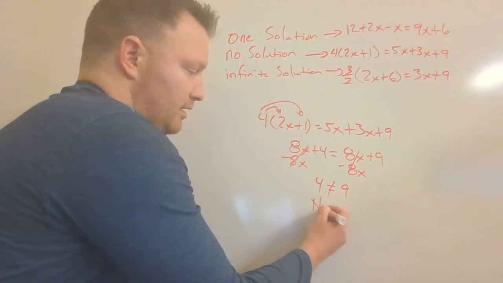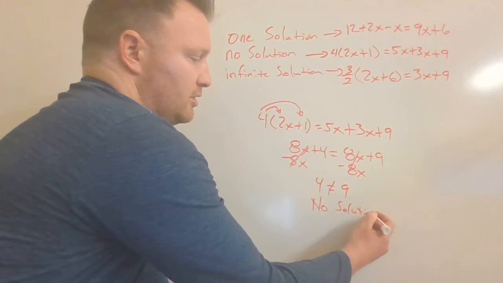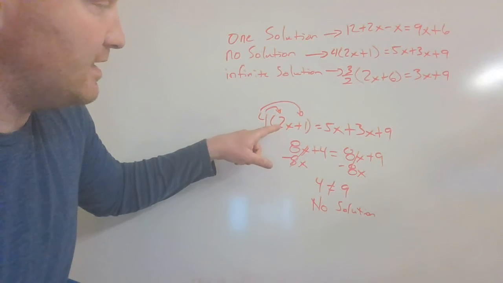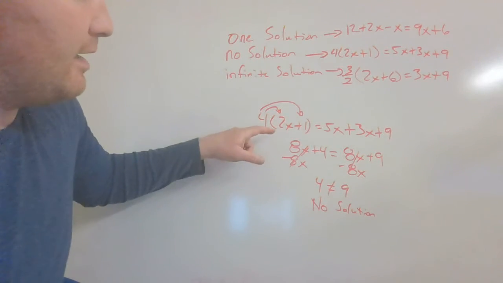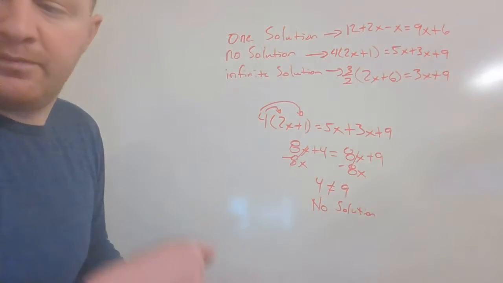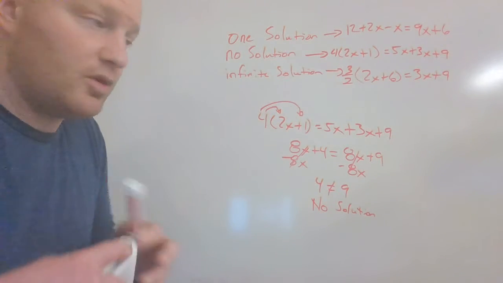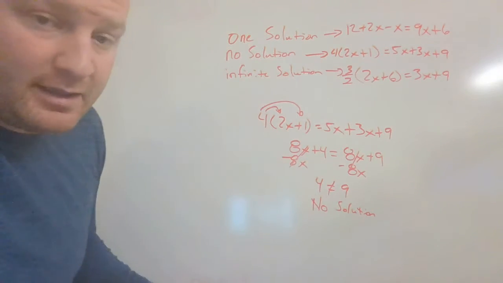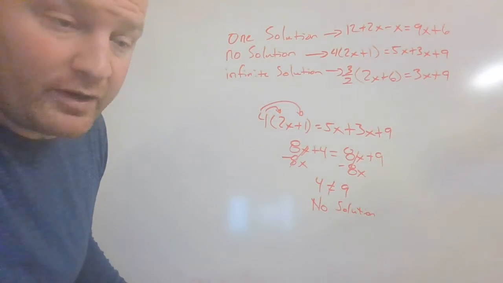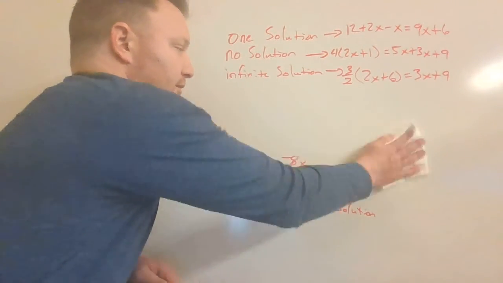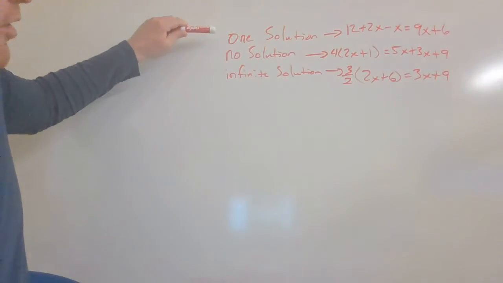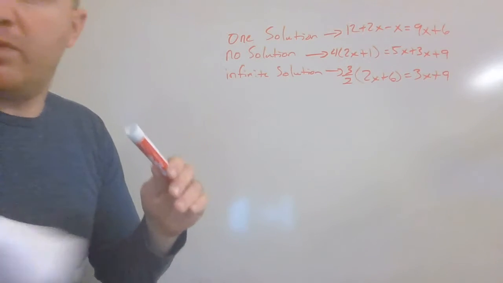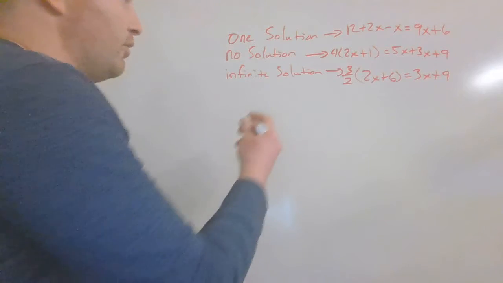Therefore, this is a no solution situation, which ultimately means I cannot plug in a single number for x and make both sides equal each other. No solution also looks like this: if you were to graph both of these equations, the 8x plus 4 and the 8x plus 9, these lines are parallel, so they will never intersect. And I'm sorry to go back to the one solution situation: it means these lines will intersect at only one place on the coordinate graph.